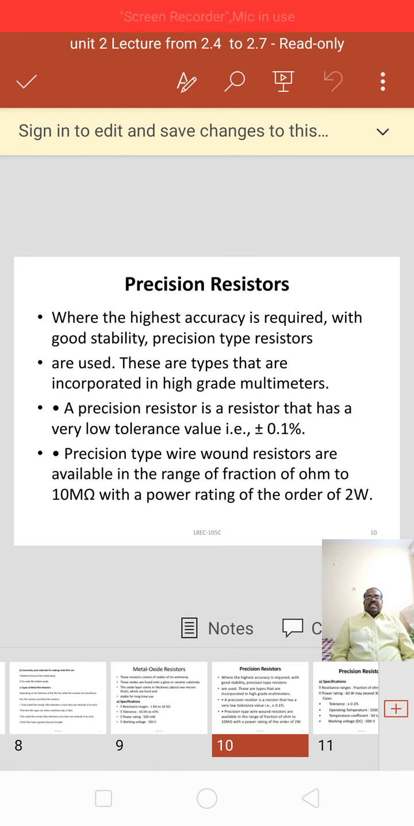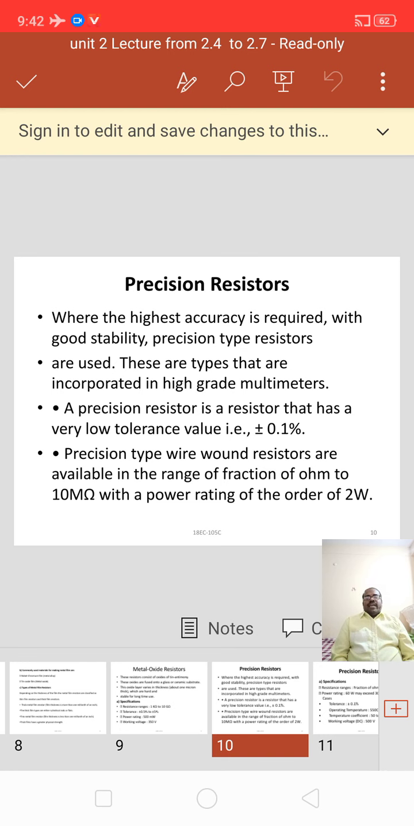A precision resistor is a resistor that has a very low tolerance value, that is plus or minus 0.1%. The good advantage of a precision resistor is its very low tolerance value of plus or minus 0.1%.